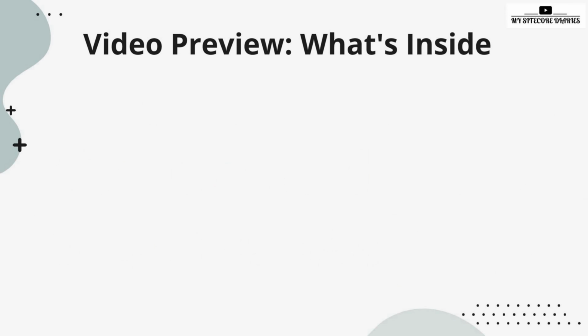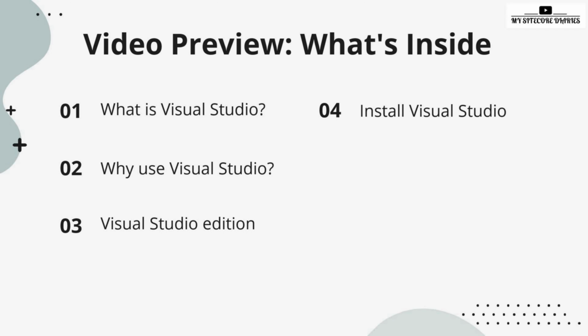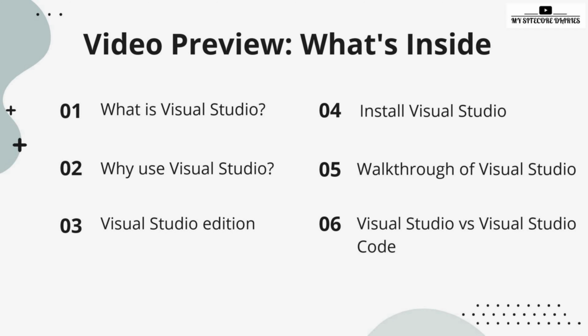So what we are going to see in this video, the preview of the video. We'll start with what is Visual Studio. Then we will see why we need to use Visual Studio. Then we will see what are the different Visual Studio editions we have. Then we will see how to install Visual Studio. Then I will give you a walkthrough of the key functionalities of Visual Studio. And the last one is a difference we will see between Visual Studio and Visual Studio Code.